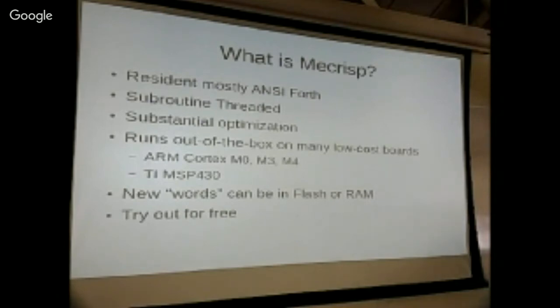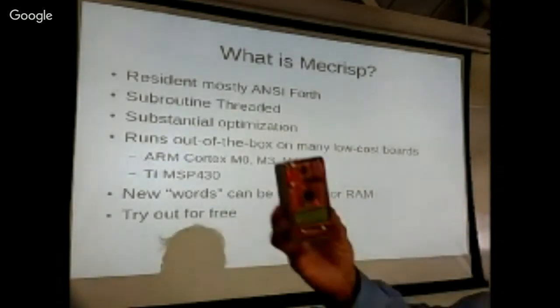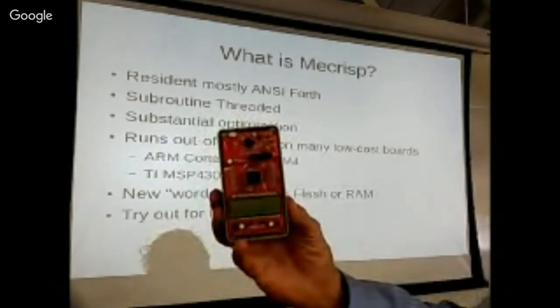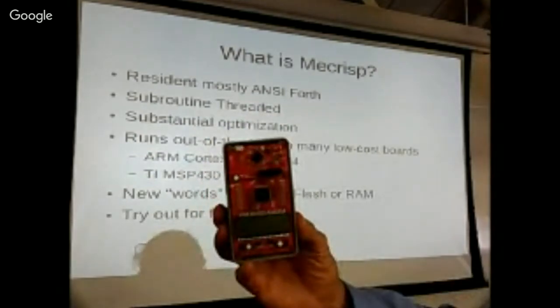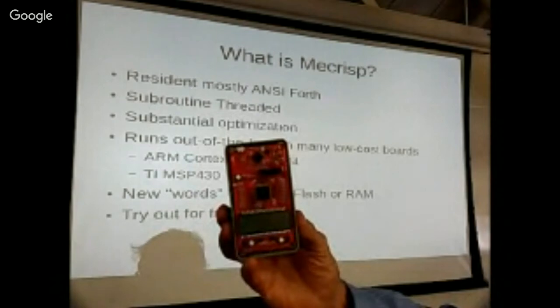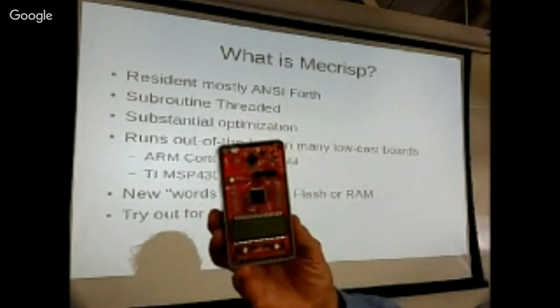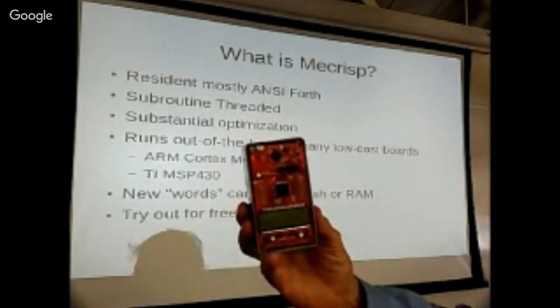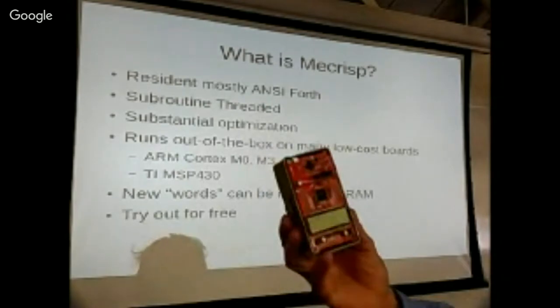So let me show you some more. The one I'm going to use in the demo today is a TI Launchpad MSP 430 with FRAM, and I'll talk about that a little bit later. And this one has 128K of flash and a couple of K of RAM. So that's, of course, a lot of memory to run MeCrisp. It's plenty. This board costs about $18 or so.